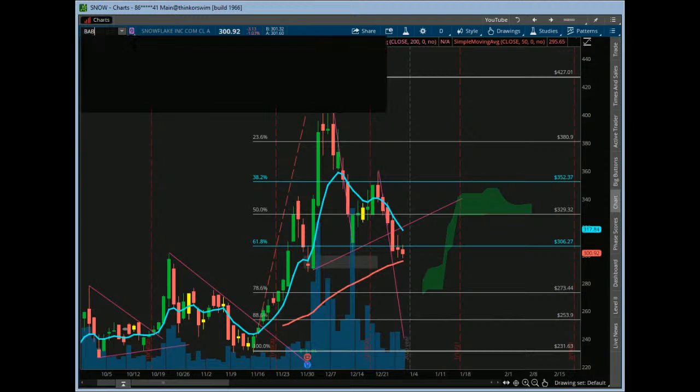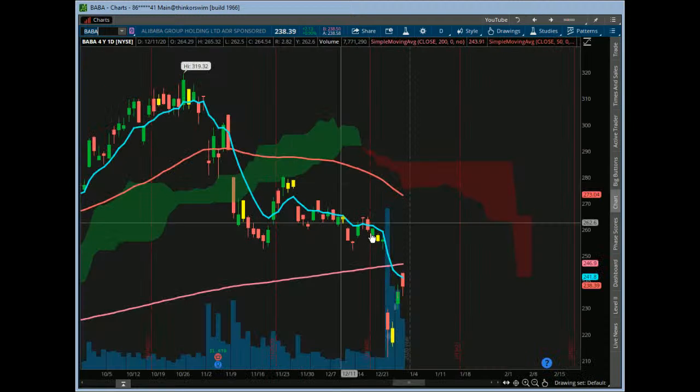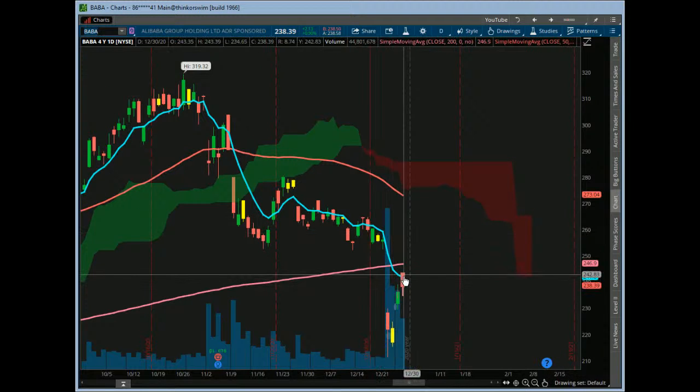Little Elliott wave zigzag action. Baba. Yeah, great gap up today and then couldn't hold the 8-day, right? Kind of pushed back below it right there under the 80 MA.